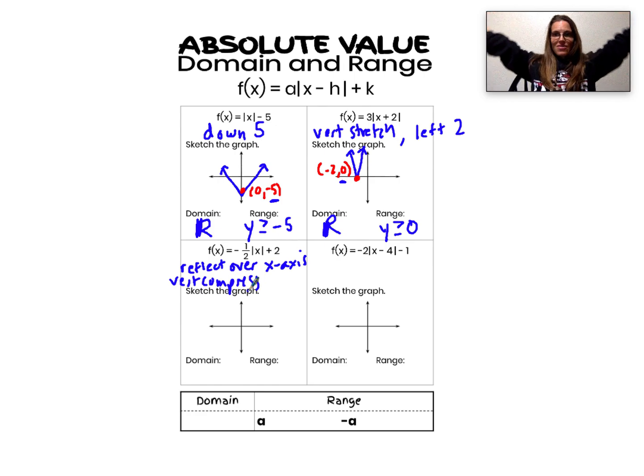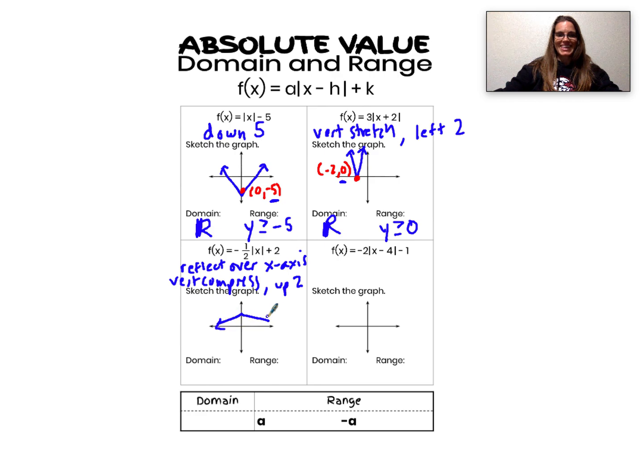My graph is flatter. And then the plus 2 outside of the absolute value bars means I'm moving up 2. Okay, so reflect over x-axis means my V faces down. Vertical compress means it's flatter, and I'm shifting up 2. So something like that.